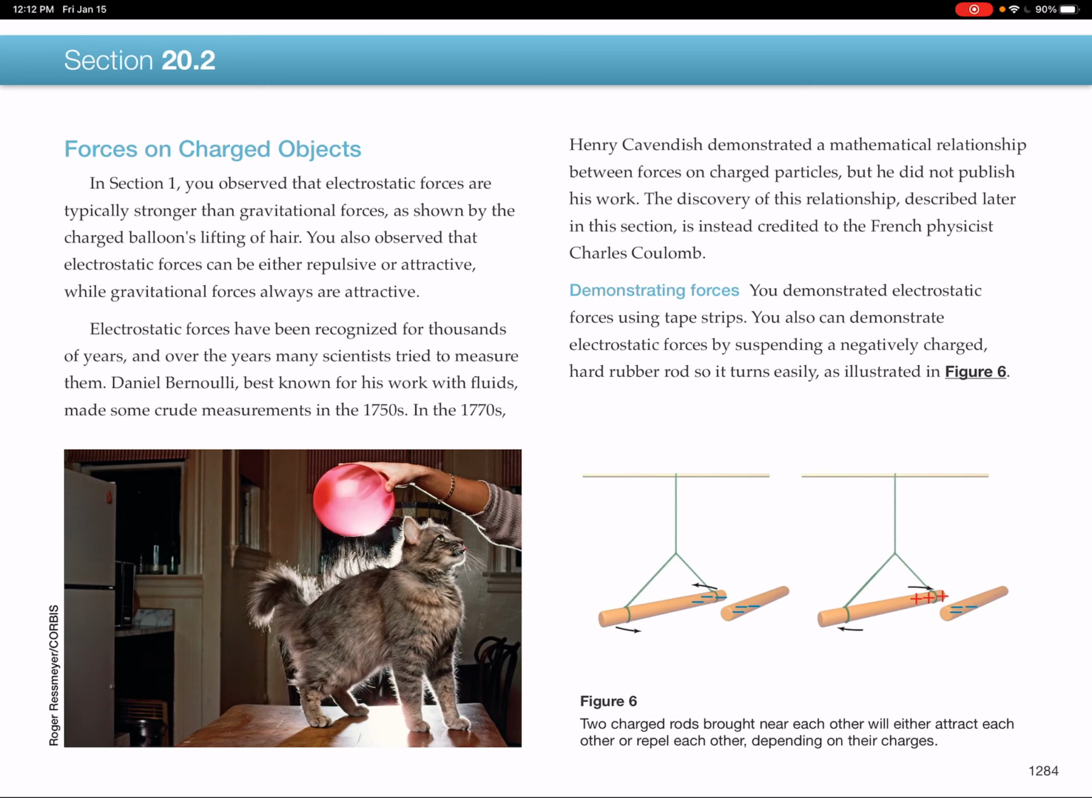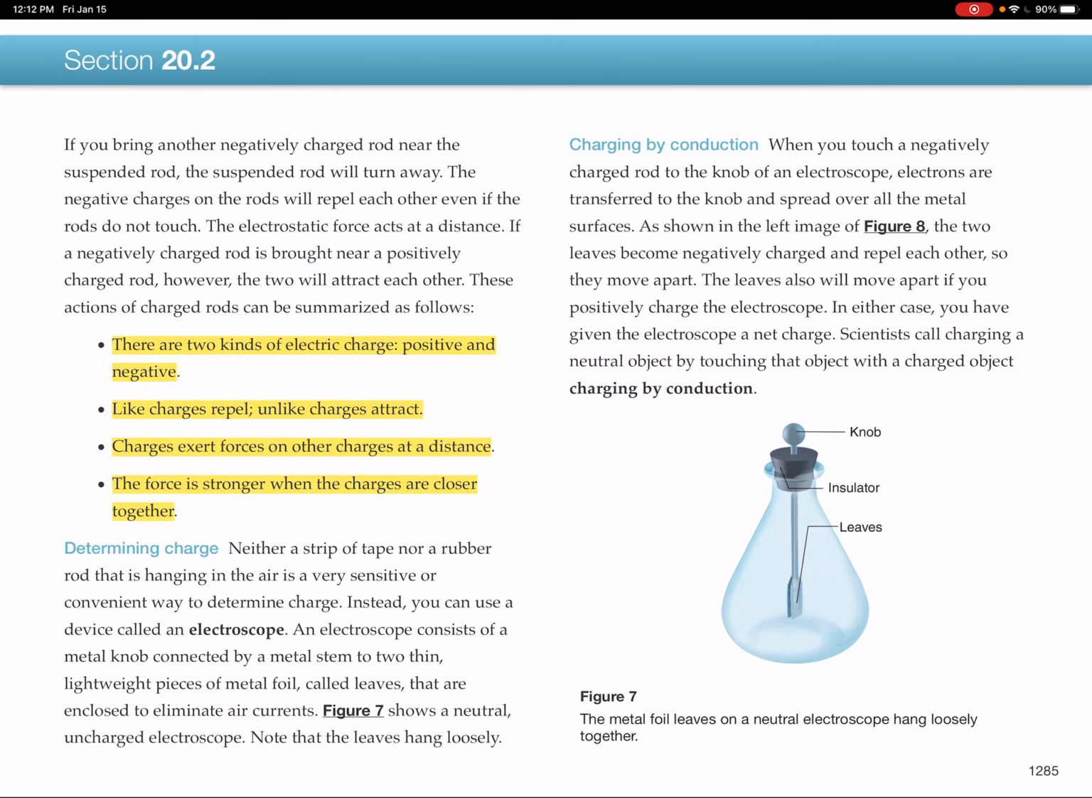In today's lesson, we are going to learn about forces between charged objects and different ways to transfer charge between objects. As we learned last time, charges come in two types. We define these to be a positive and negative charge. Two objects with the same type of net charge will repel each other. Objects with the opposite type of charge will attract. But these forces occur at a distance. The force does get stronger when the charges are closer together.